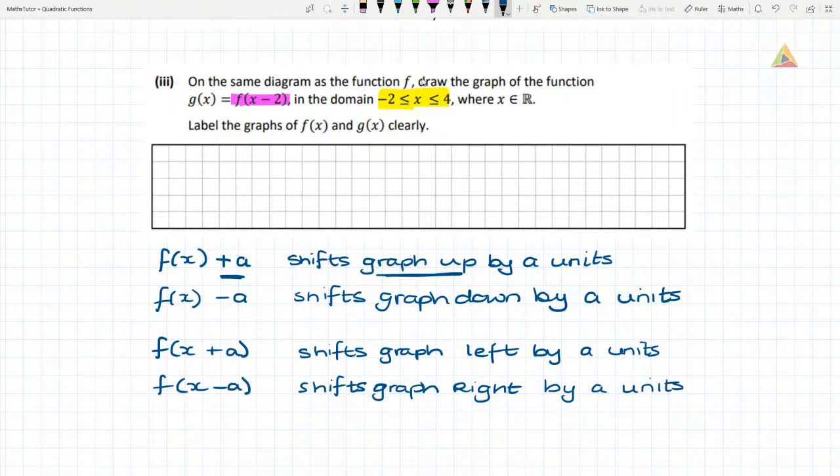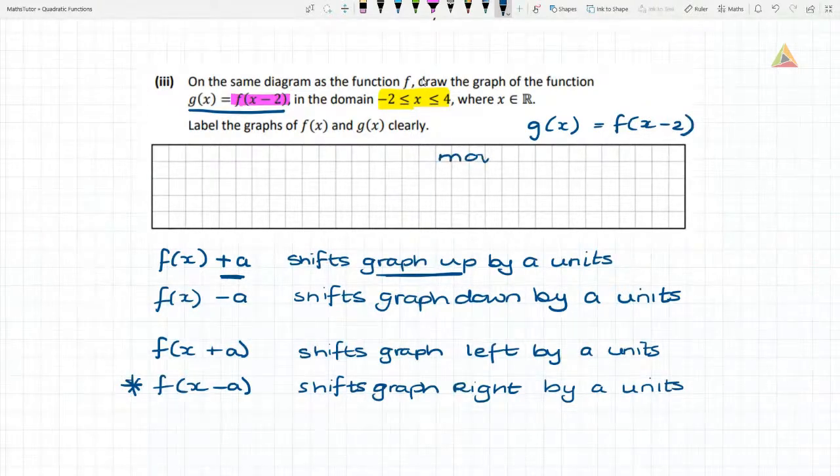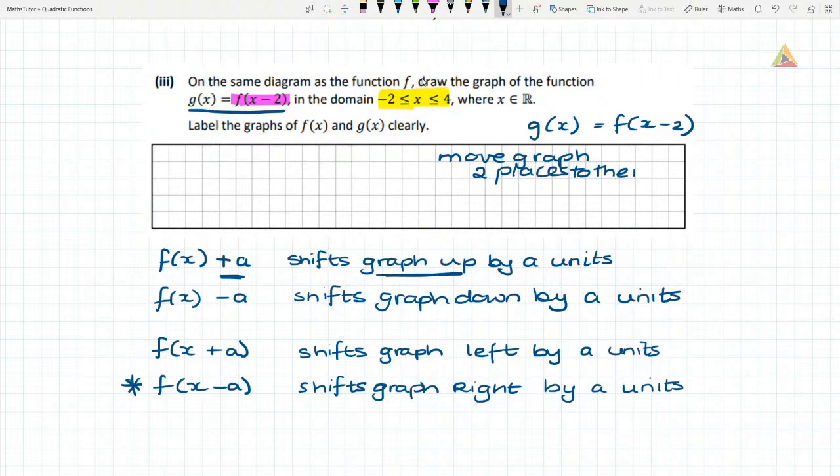So this question says g of x is equal to f of x minus 2. So I can see that that's this last example here. So I'm going to be moving my graph 2 units to the right. Okay, so g of x is equal to f of x minus 2 tells me to move the graph 2 places to the right.